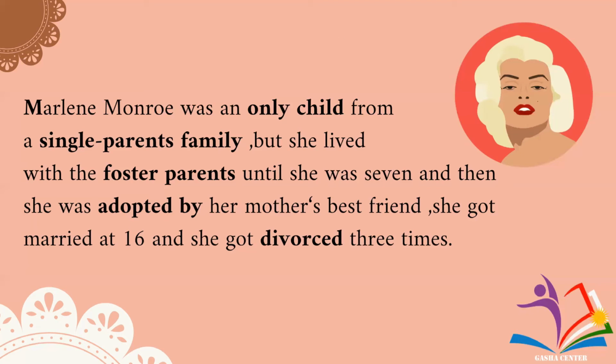And then she lived with foster parents until she was 7. Continue. And then she was adopted by her mother's best friend. She got married at 16. She got divorced, meaning separated, 3 times. Thank you, Mr. Muayyad. Welcome. Guys, was that clear or not?